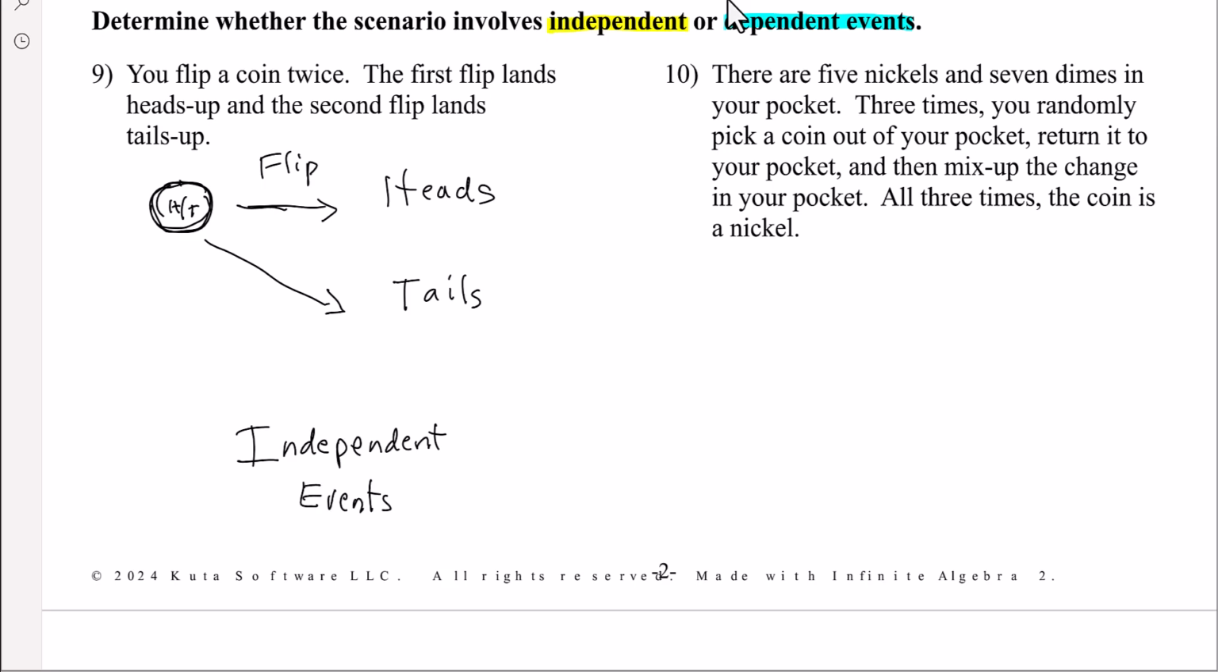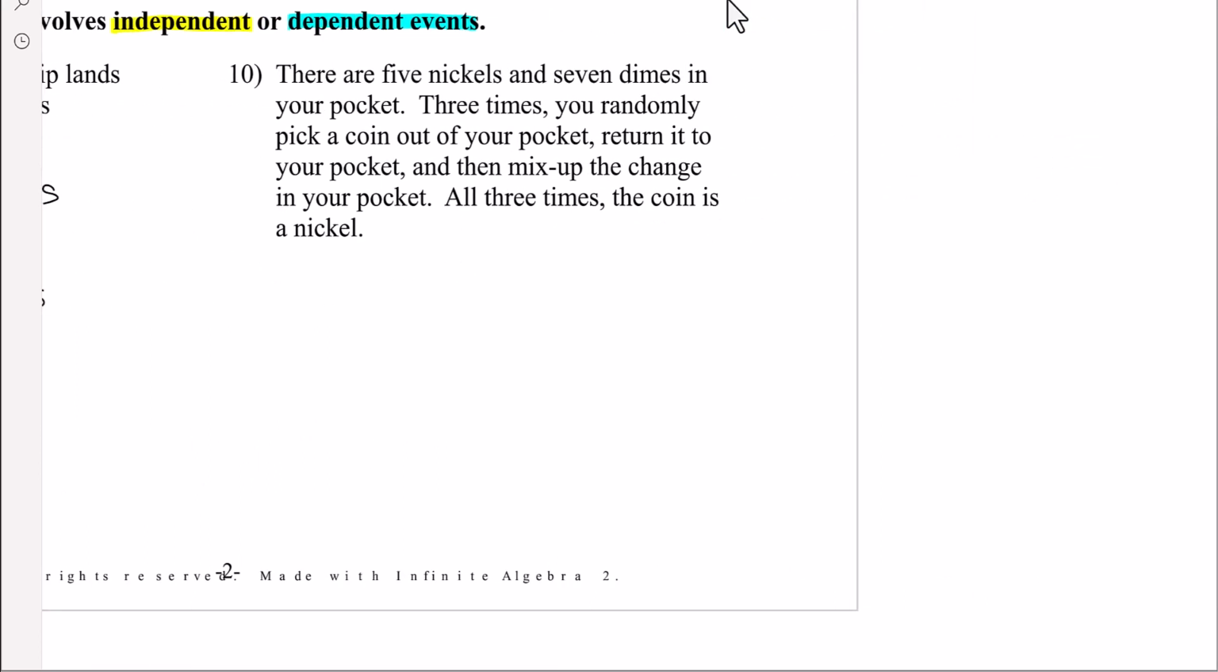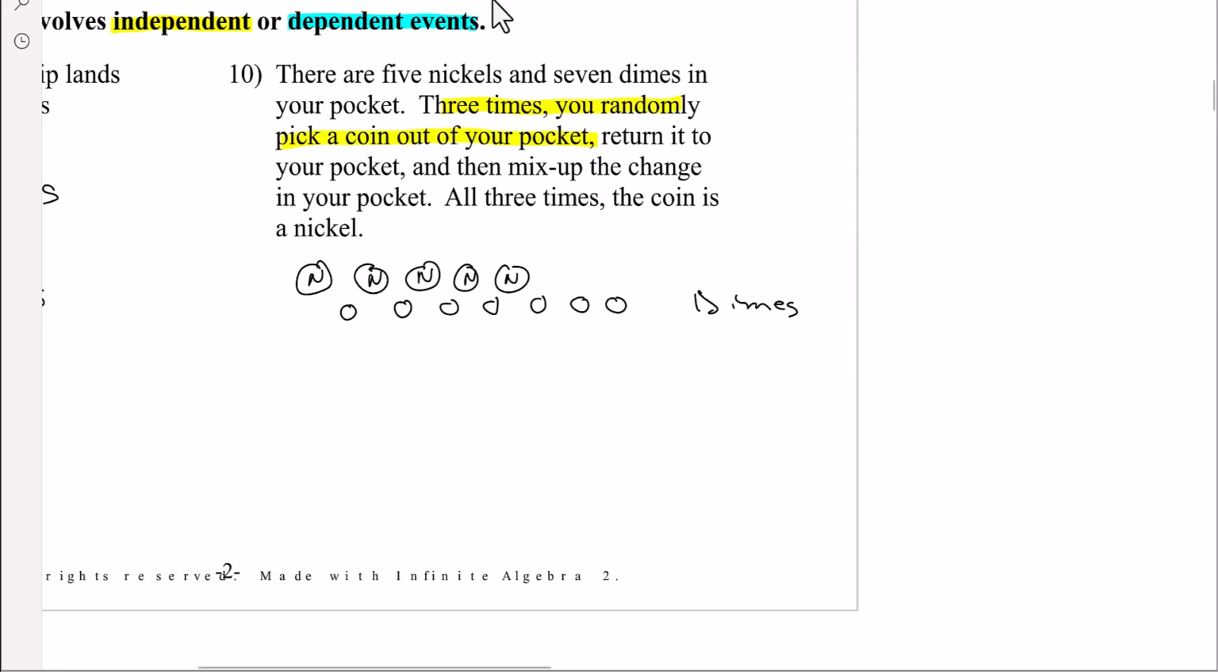There are 5 nickels and 7 dimes in your pocket. So nickel, nickel, nickel, nickel, nickel, and 7 dimes. Dimes are smaller. Dimes, dimes, dimes, 4, 5, 6, 7. And those are all dimes. Three times you randomly pick a coin out of your pocket, and this is the key phrase: each time you return the coin to your pocket, then you mix up the change in your pocket. All 3 times the coin is a nickel.